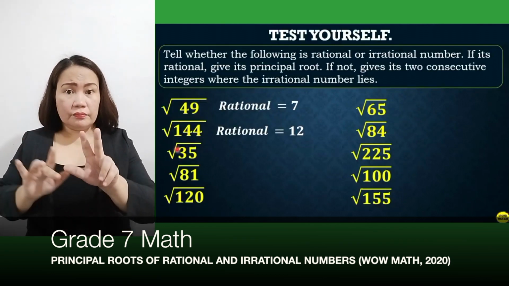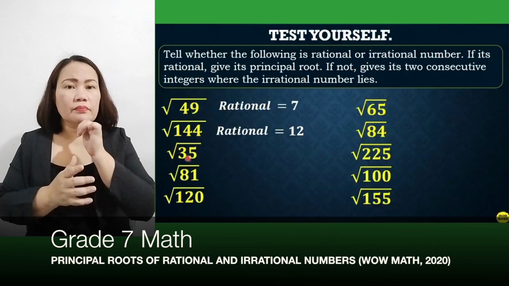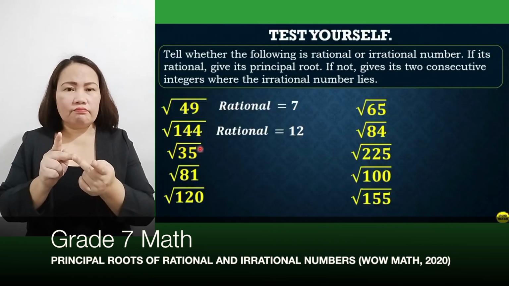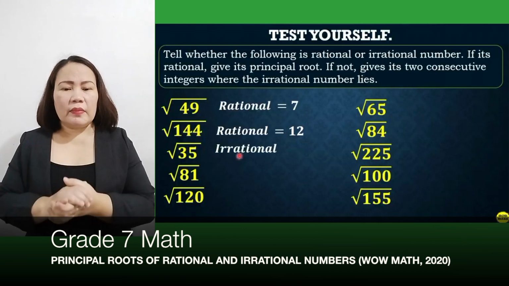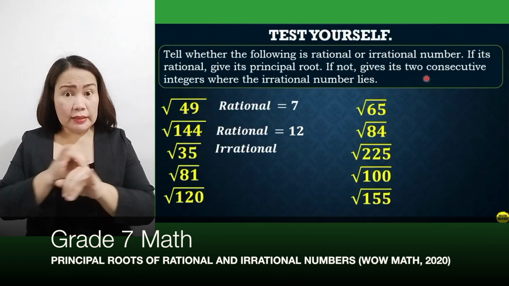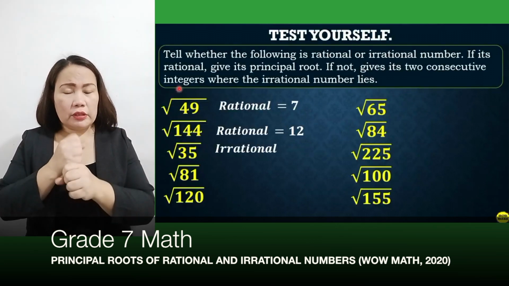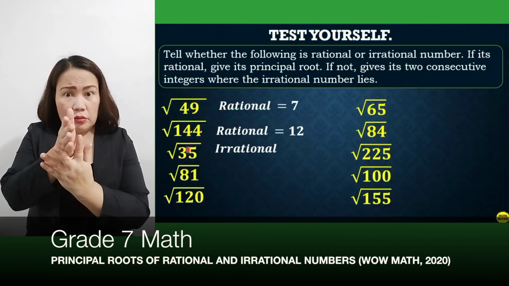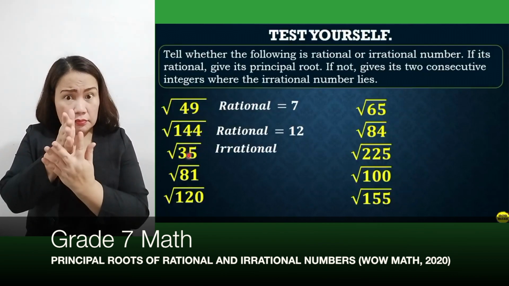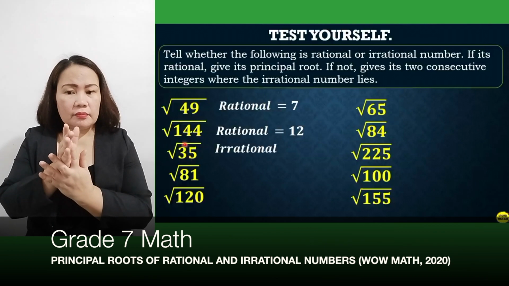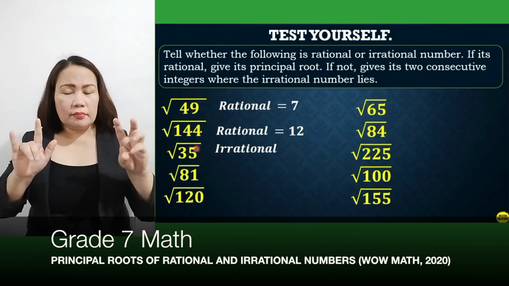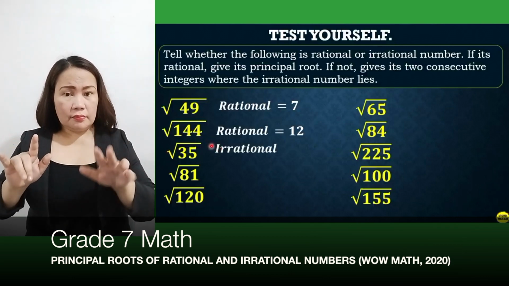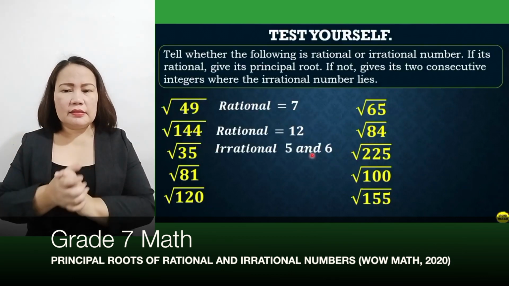Next. Square root of 35. So, 35 is not a perfect square. So, therefore, this is irrational. Okay? And since this is irrational, we will be getting two consecutive integers. So, saan napapagitna si square root of 35? Nasa gitna siya ni square root of 25 at ni square root of 36. So, si 25 at 36, 5 and 6.